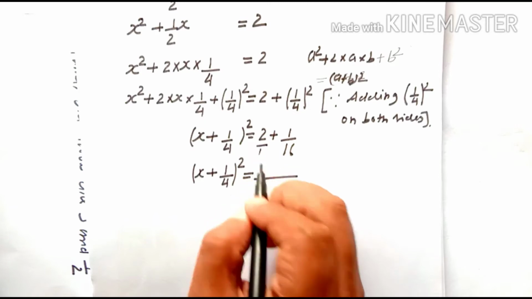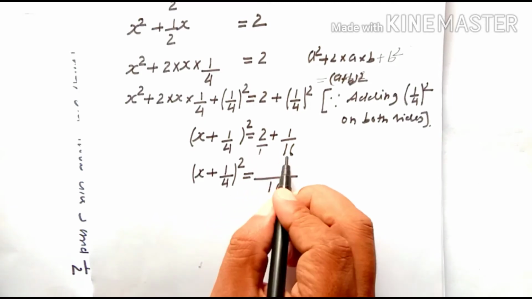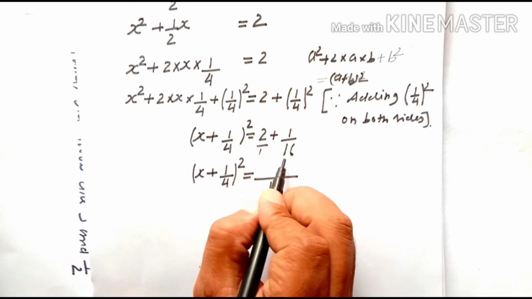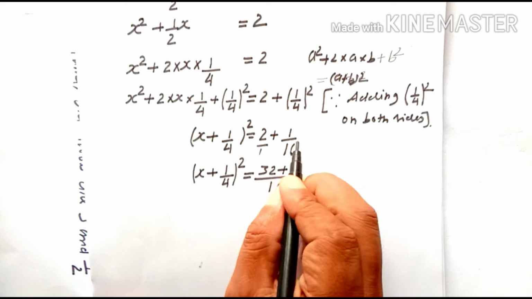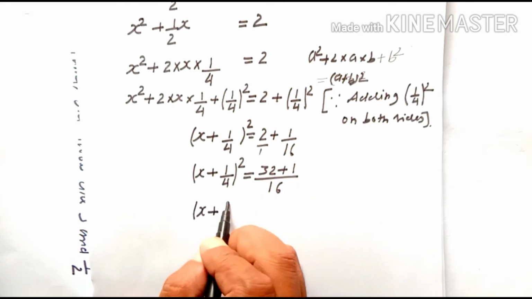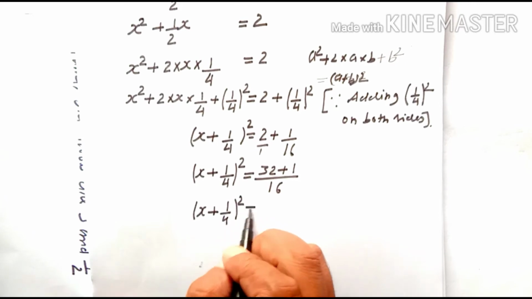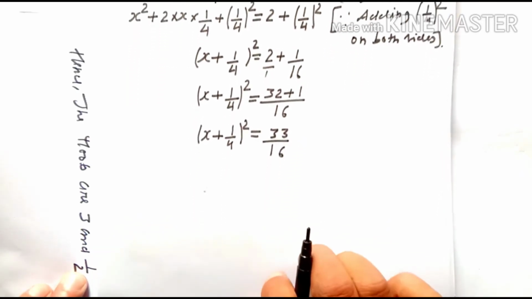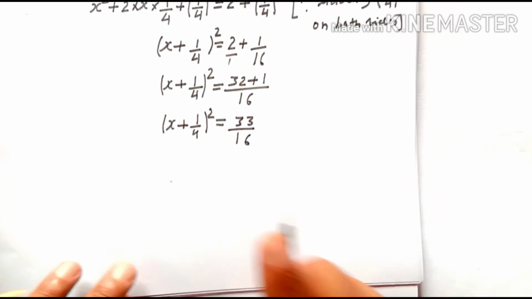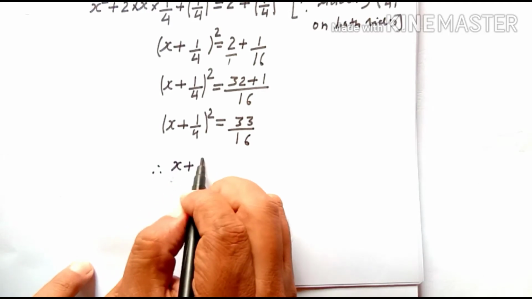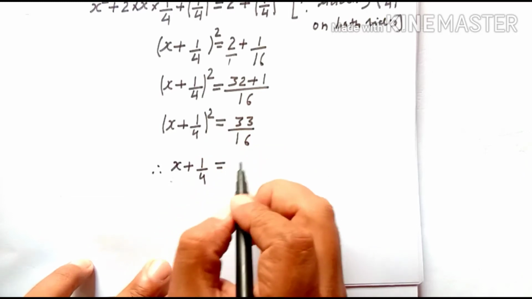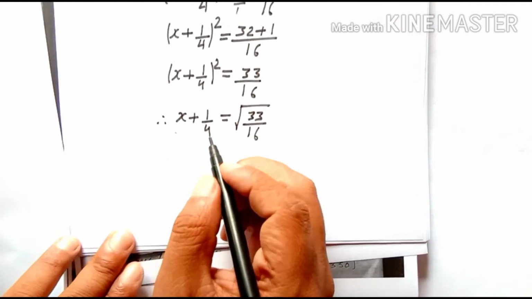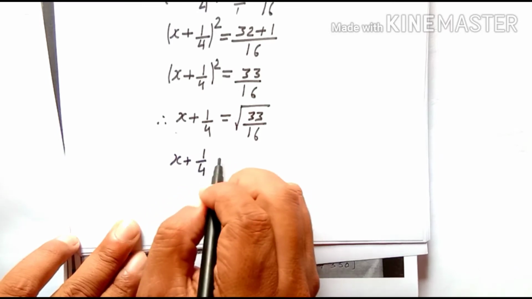So here 2 divided by 1. So 1 into 16 will be 16. 1 and 16, we don't have any factor other than 1. At that time, to get the value, take a cross. 2 16s are 32 plus 1 is 33. Again, x plus 1/4 the whole square equals 32 plus 1, which is equal to 33 divided by 16. Now 16 and 33, we don't have any common factor. So therefore x plus 1/4 equals, now take the square to the right hand side, it will become square root of 33 by 16.